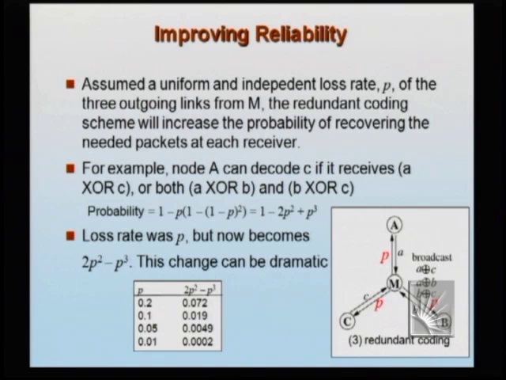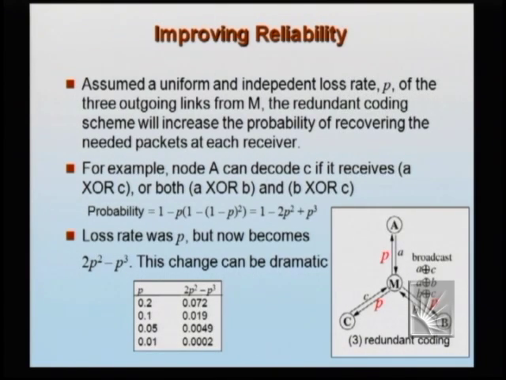Okay, so the probability, we can do some simple calculation based on the independent assumption. Then the probability can be calculated in this way, and I ignore the details. So the result will be like this. That's the probability that it can recover the packet. So what is the loss rate? The loss rate was p, right? And what is the loss rate now? It's 2 times p squared minus some even less significant terms.